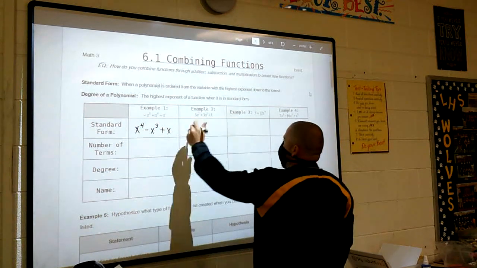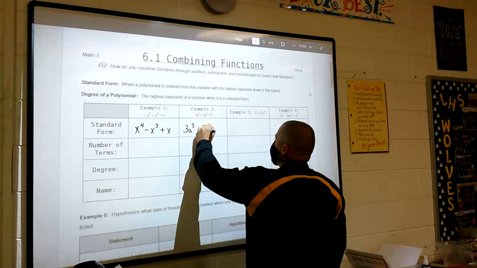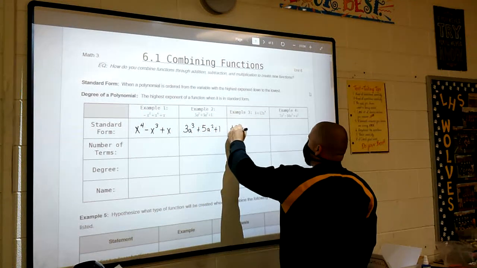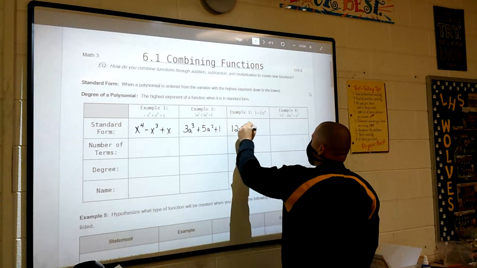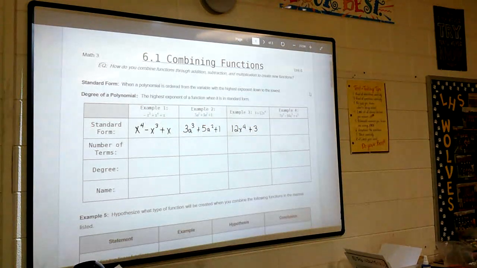Here it would be a to the third. So 3a to the third plus 5a squared plus 1. Here the highest exponent would be 12x to the fourth. And then just plus 3. So you start with the highest exponent and work your way down.